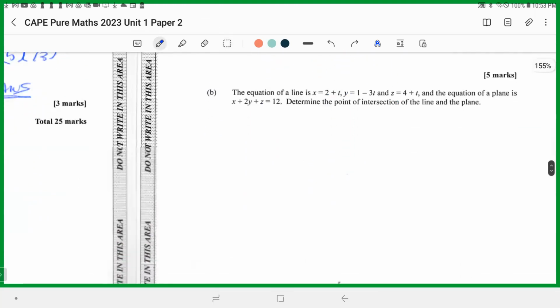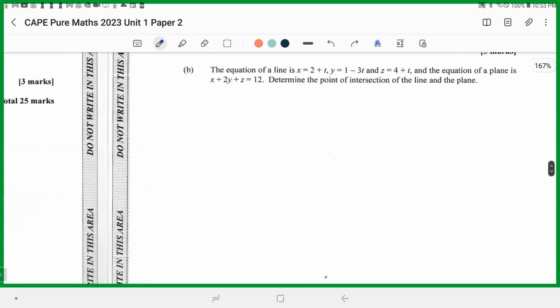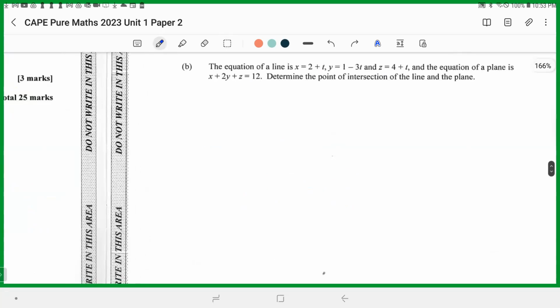The one here says, oh, this is some vectors now, right? 3D vector. This says the equation of our line is x equals 2 plus t, y equals 1 minus 3t, z equals 4 plus t. So that gives us the line in parametric form. That's what we call parametric form. It says the equation of our plane is this. It says determine the point of intersection of the line with the plane.